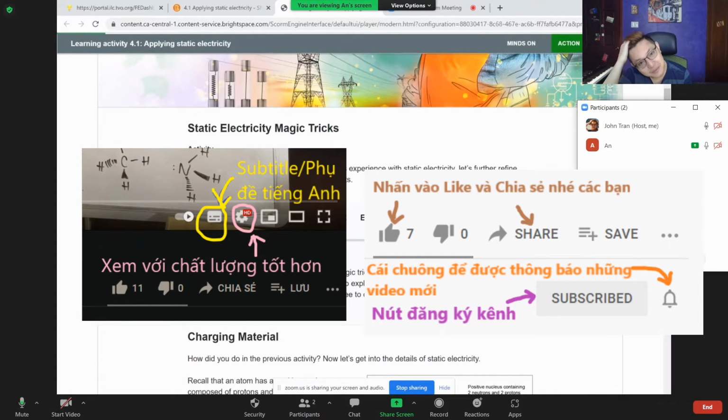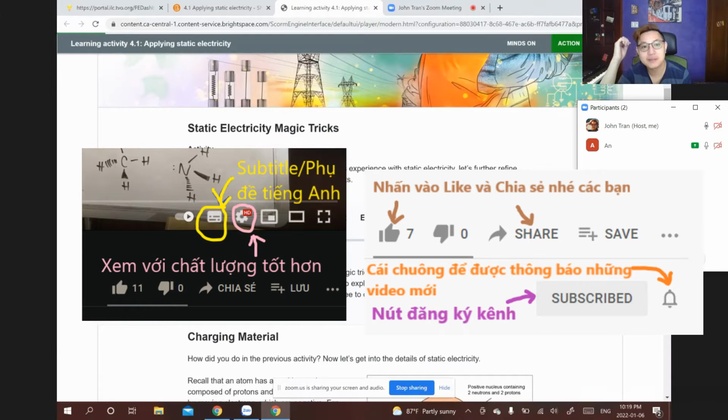So in this part, we're doing a bit of physics now, shall we? With Mr. An. And this is learning activity 4.1, applying static electricity. So we are doing a bit of static electricity now. And Mr. An, can you tell me what static electricity is?